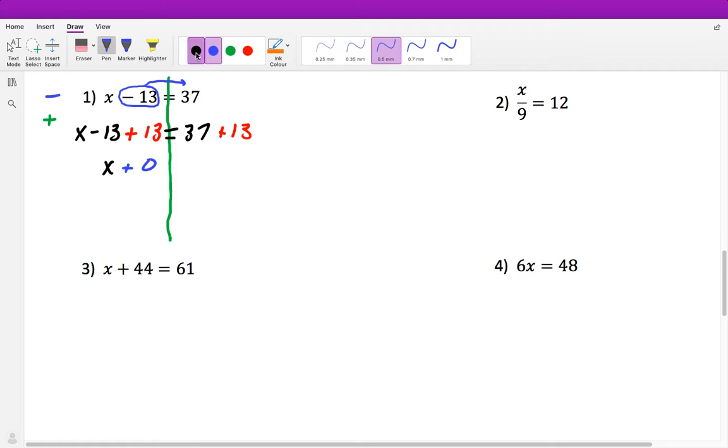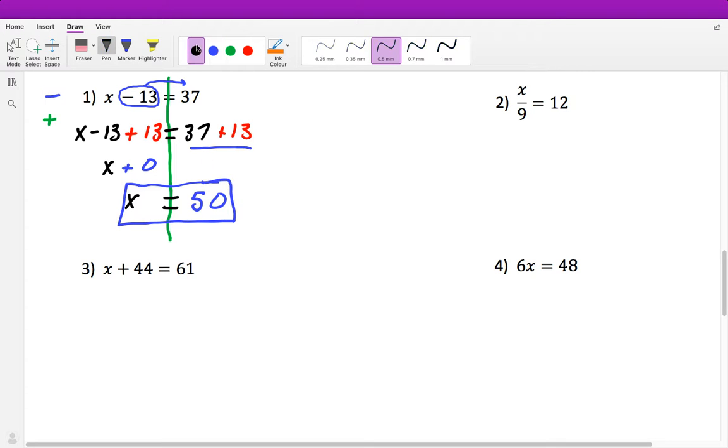Well, do I need to write x plus 0? No, because x plus 0 is just x. But you see how it isolated my variable. And now I can go ahead and I can add 37 plus 13, which is then going to give me 50. So my answer is x is equal to 50.